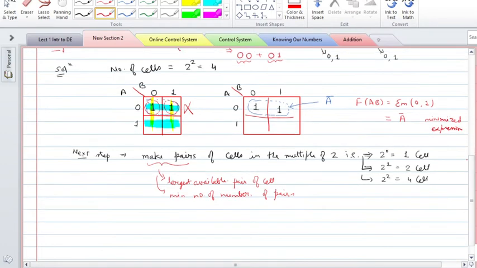Now, what is the use of gray code here? You can see that from this position to this position, only one bit is changing, that is this one. Similarly, this one. So this type of coding is generally known as gray coding. You will better understand this concept when we consider 3 variable and 4 variable K-map.